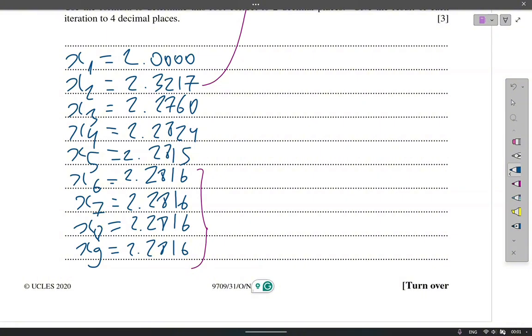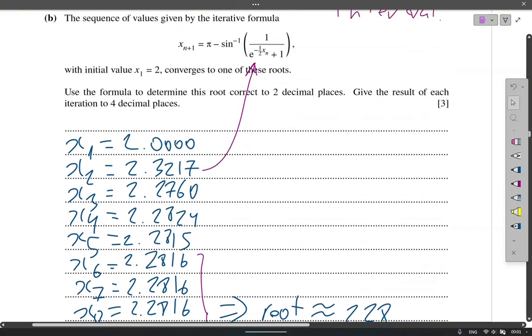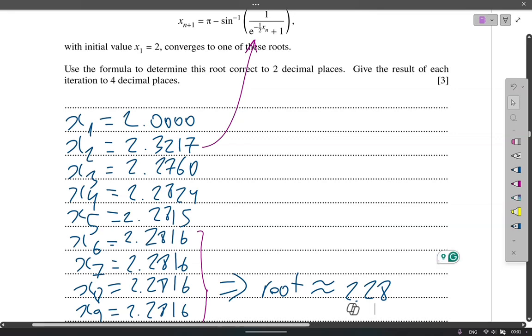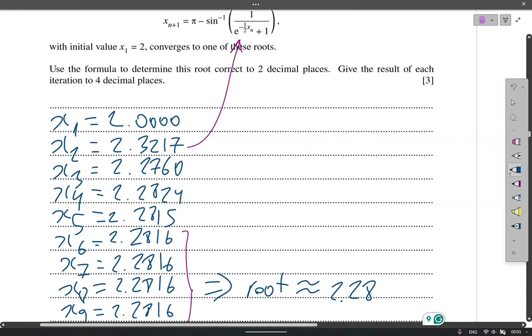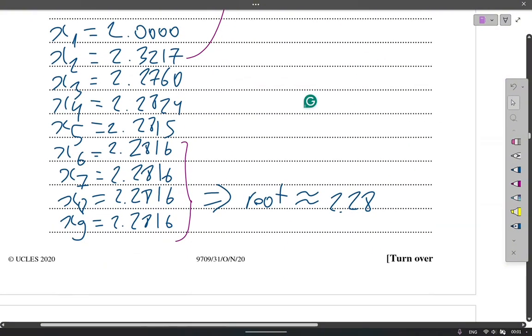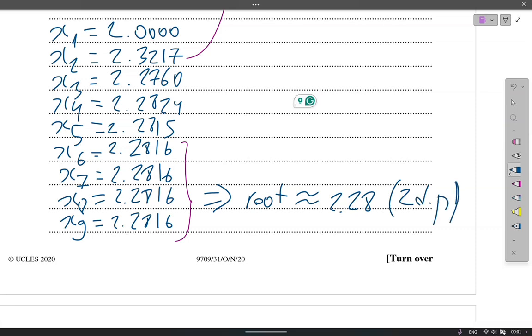that has a value of 2.292816. So the root most likely is the value of this. As it said, we have to determine this root correct to only 2 decimal places, and we just have to write our answer in 2 decimal places, as I shown here.